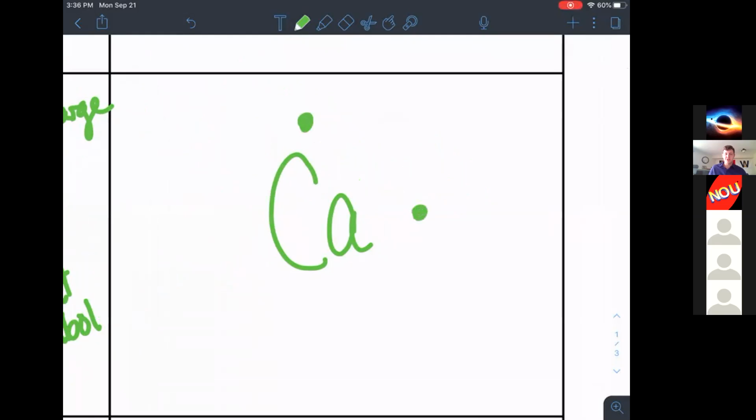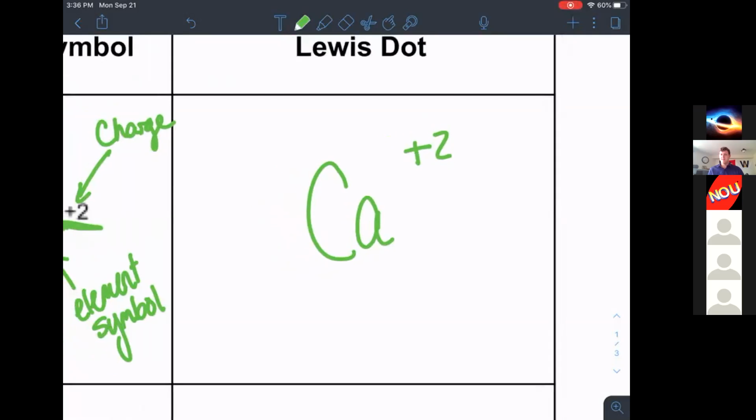But since this has a charge, what do I do instead? What happens to those 2? You remove those 2. You're giving them away to somebody else, but you're going to remove those 2 electrons. And instead, what you're going to add is that +2 charge. So we're not going to put the 8 on there because we put this +2 charge instead. Are we okay with this? Are there any questions about this?